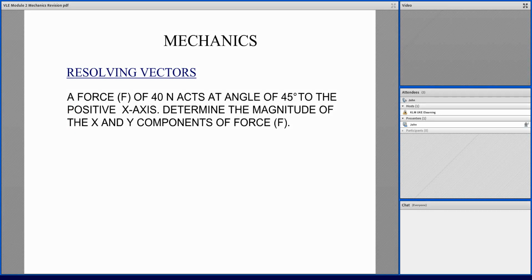Again, just to reinforce that principle, we have a simple example. A force F of 40 newtons acts at an angle of 45 degrees to the positive x-axis. Remember, it's a vector, so it must have some direction. And it's asking you to determine the magnitude of the x and y components of the force. So it wants to know just their values. We know that they're acting at 90 degrees to each other and they form a right-angled triangle in total. So it only really wants to know the magnitudes, that is, the value of the individual components.